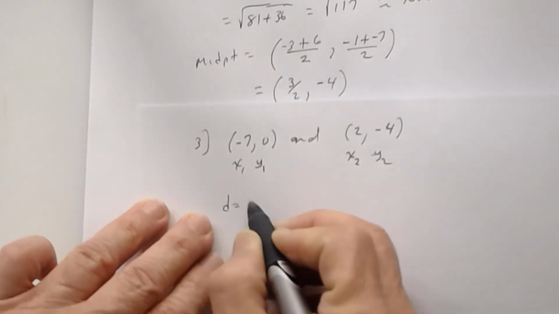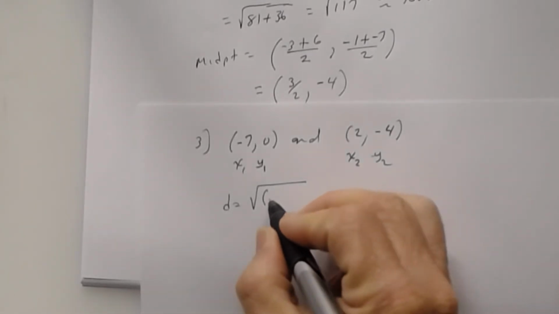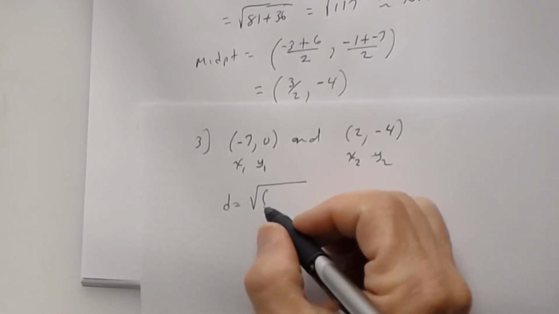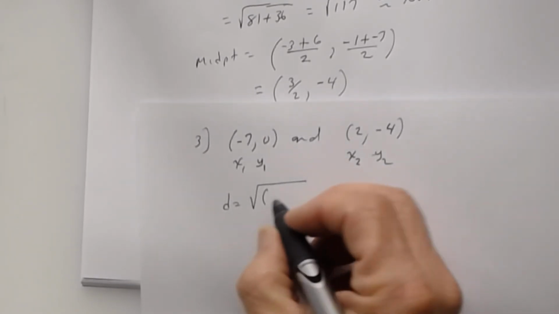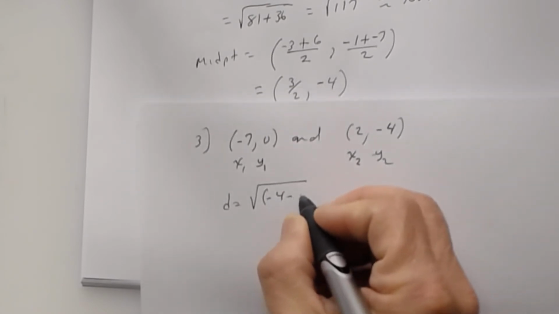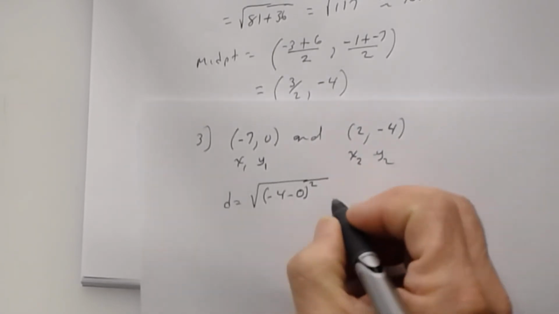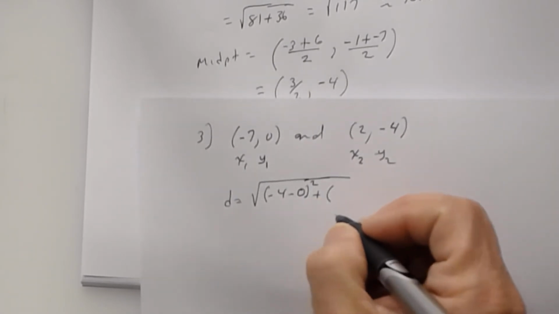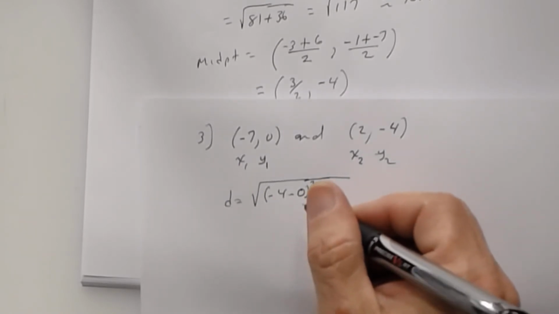All right, so distance equals the square root of parentheses. Now remember, the order in which you subtract doesn't matter, so I'll do it both ways to show you. But let's use the formula as it is. It says y2. What's y2? Subtract y1, which is 0. Whatever that is, I'm going to square. Plus. Now let's subtract.